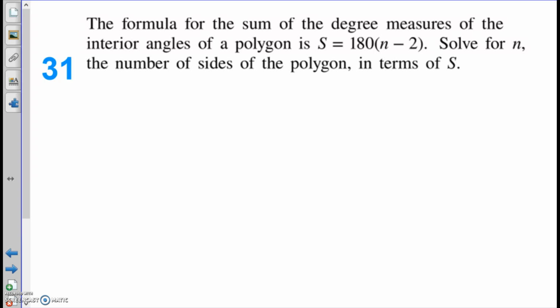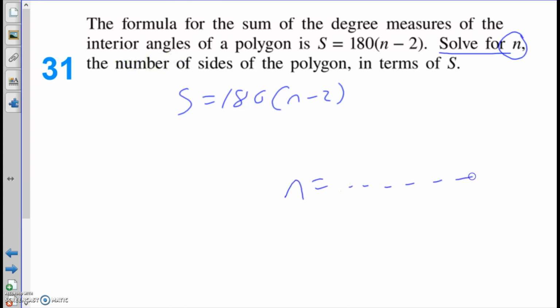So basically, giving you this equation, S equals 180 times n minus 2, and we want to solve for n. Meaning get n alone. I want to have an n equals something. But I want n to be by itself. Not 2n, not 5n, not n plus 2, just n equals by itself. So how do I get n alone over on this right side?